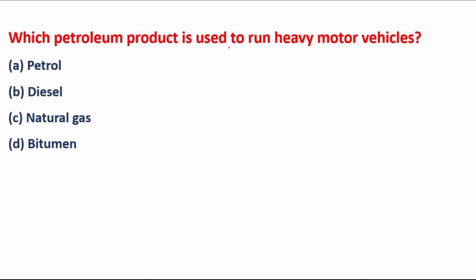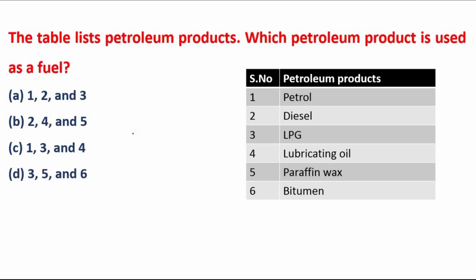Which petroleum product is used to run heavy motor vehicles? To run heavy motor vehicles like JCB, heavy buses, goods and lorries, we use diesel, which is a petroleum product. But petrol is used to run light duty vehicles and natural gas is used in homes and also in vehicles. Therefore the correct answer for this question is option B, diesel, which is used to run heavy duty vehicles.